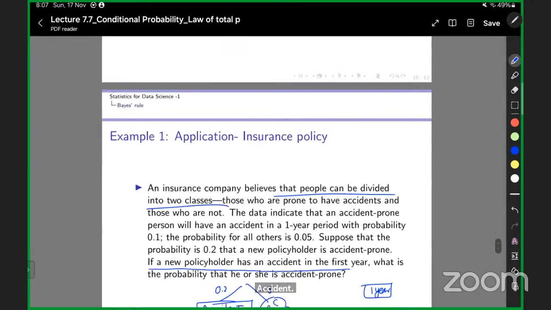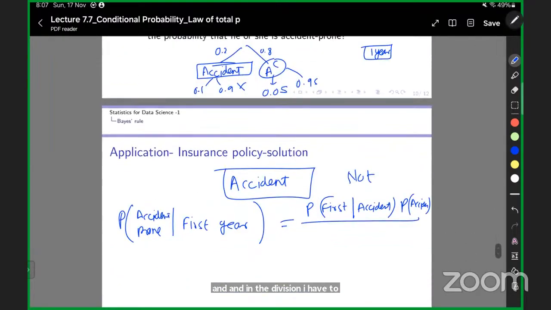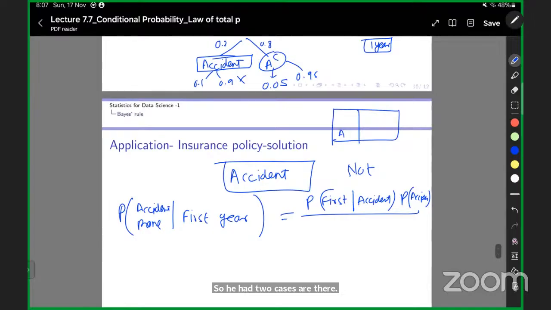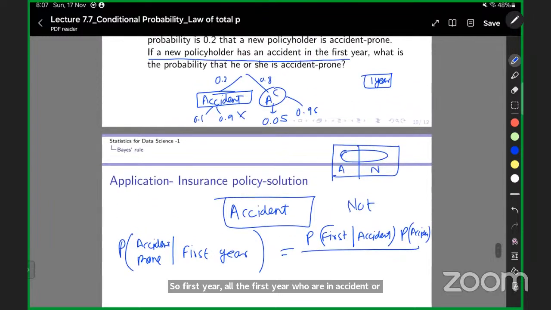And in the division I have to do the same thing using my total law of probability. So here two cases are there. He could have an accident or not have an accident, and then a subset, right? Is he from the first year? All the first year students who are in accident or non-accident, right? So accident, non-accident, first year. That I have to figure out.